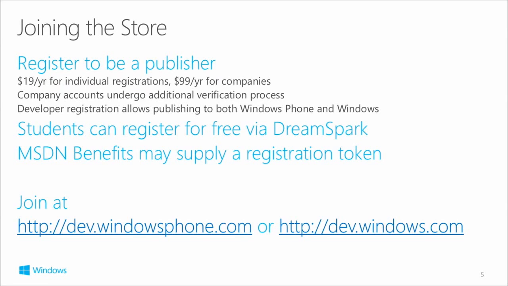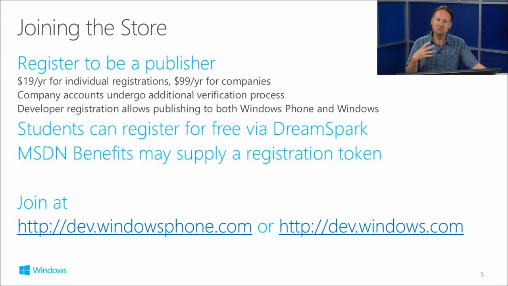So to join the store, to register, you go to dev.windowsphone.com or dev.windows.com. It's just one registration process, gets you into both stores. The charge at the moment is $19 a year for individual registrations. If you want to do the enterprise company registration, that's $99 a year. The company accounts have additional verification processes. So one registration allows you to publish to both stores.